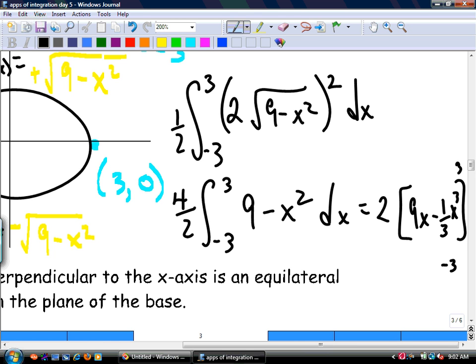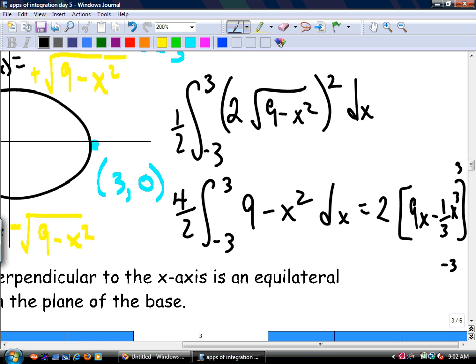So it's 2 open big square bracket 9x minus 1/3 x cubed from -3 to +3, and that will give you the area. You can finish it from there.